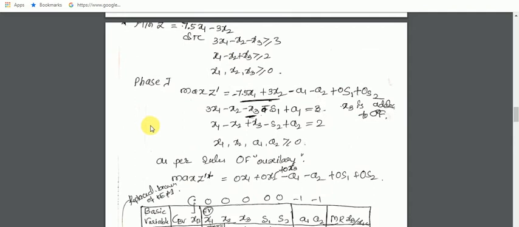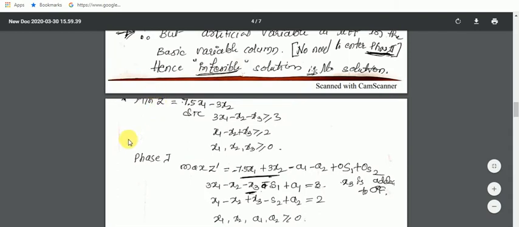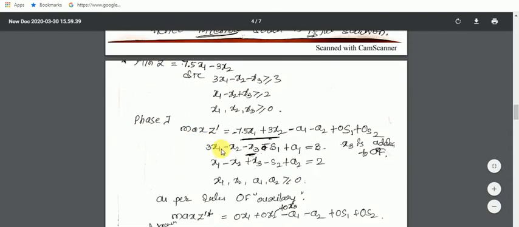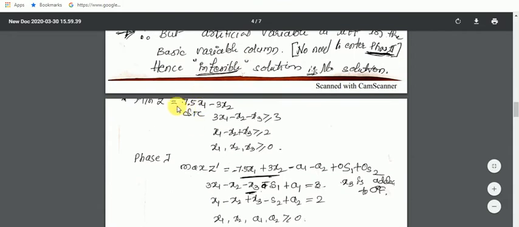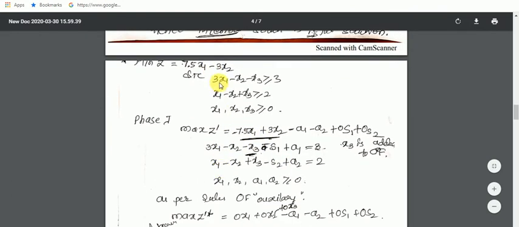Now we'll start phase 1. For phase 1, we have to convert this minimization of z into maximization of z. Multiplying minus 1 on both sides, max of z dash, that dash indicates minus 1, gives plus 7.5 x1 and plus 3x2. Now the first constraint, 3x1 minus x2 minus x3 greater than or equal to 3. If the greater than or equal to sign is there, we have to add a surplus variable and an artificial variable. I have explained this condition in the big M method. Please follow the same thing.